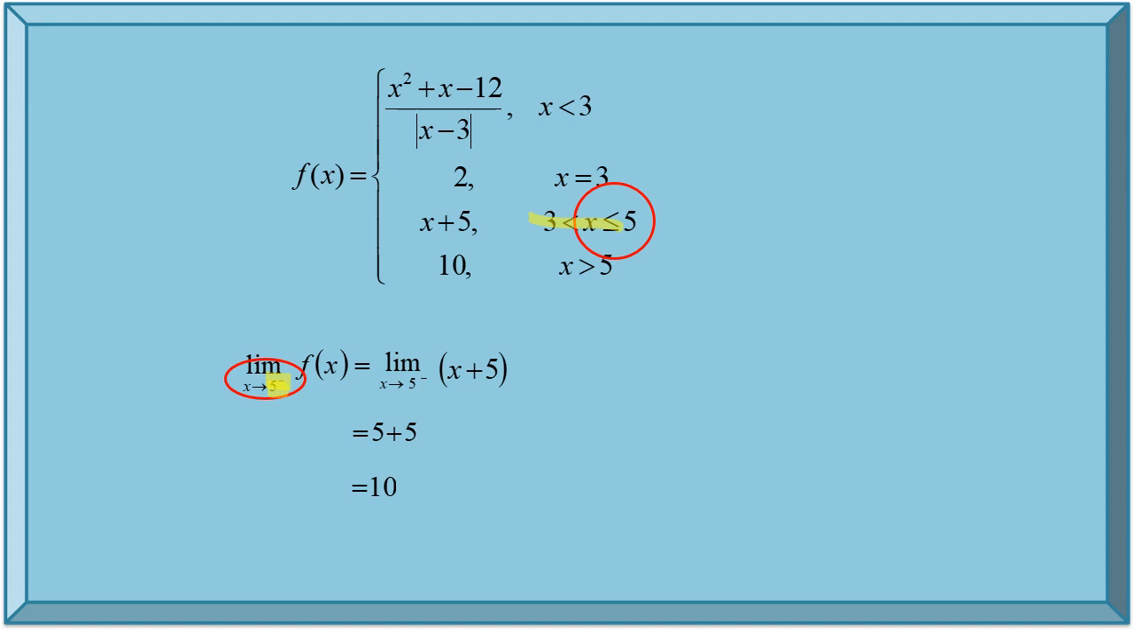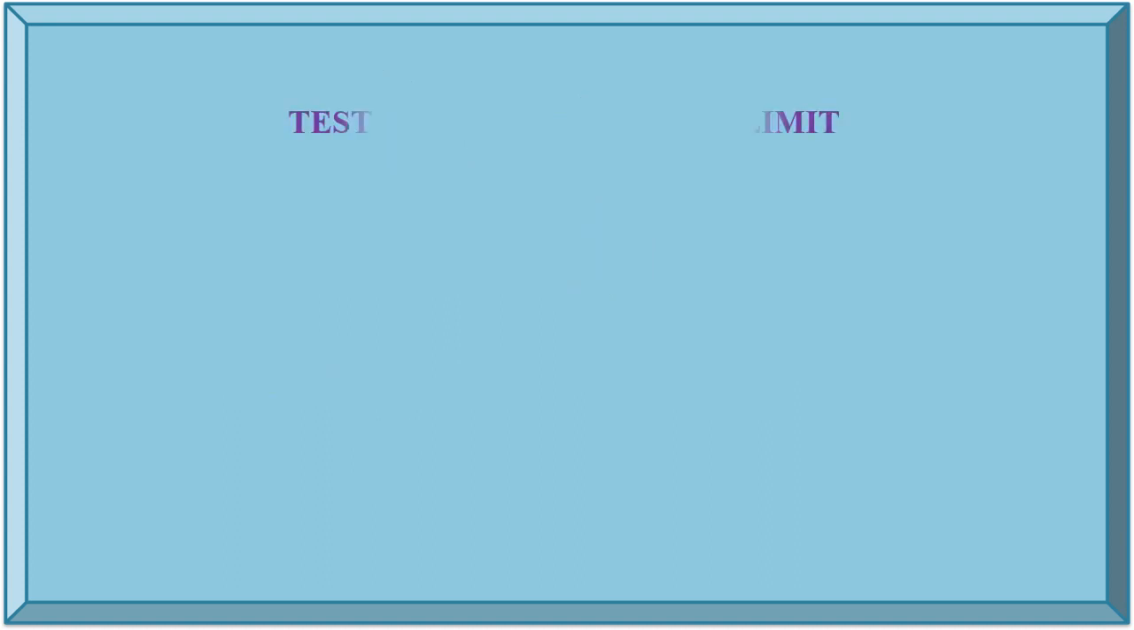Okay, and then the last one: limit of f(x) as x approaches 5 from the right side. Right side of 5, which domain? It will be the fourth domain, right? The function here is a constant function 10. So directly the answer is equal to 10. Okay, so this is example number 4. Let's continue with the next part of this lecture.